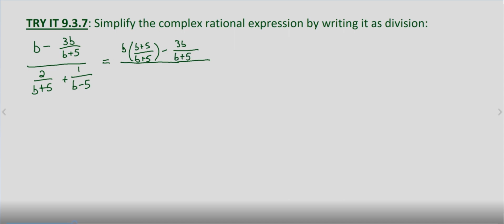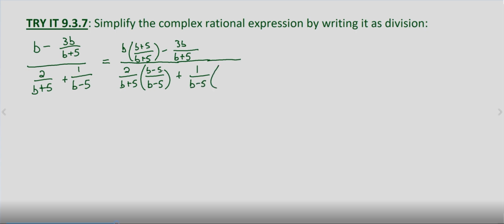Now looking at our denominator, what's the least common denominator? Since they're binomials, it's just going to be the multiplication of those binomials. So we look at what is it missing. Well, with b plus 5, we're missing b minus 5. So we'll take 2 over b plus 5 times b minus 5 over b minus 5 plus 1 over b minus 5.